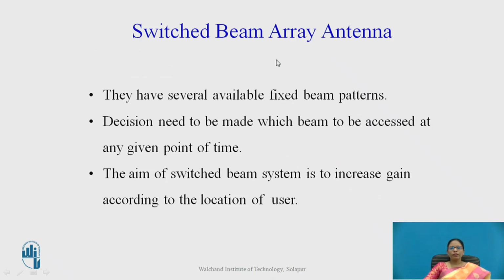Another type of antenna is the switched beam array antenna. As the name itself indicates, switched beam means the radiation beam is getting switched. So the switched beam array antenna has several fixed beam patterns, and only a decision needs to be made about which beam is to be accessed at a given point of time. The aim of the switched beam system is increasing the gain according to the location of the user. So based on the location of the user, increase the gain of that particular beam.